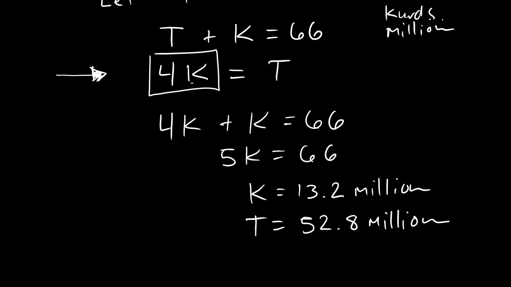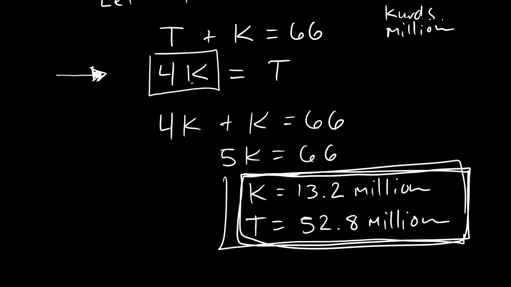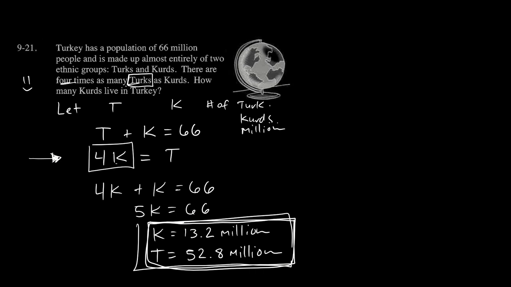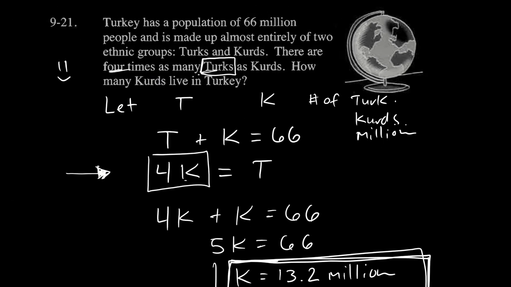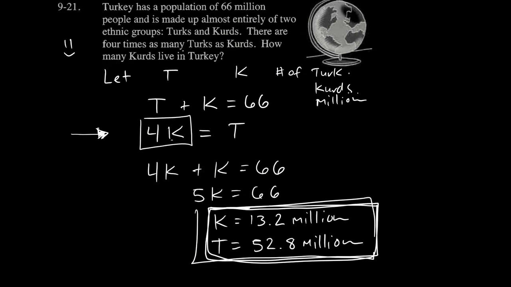So this is my answer, and there's a lot of problems where this does not happen, but this one thing right here where they talk about four times as many blank as blank, I have to always slow down and really think about that. And I try to focus on which one do I know has to be the larger. And I know that there's more Turks, so I'm multiplying the Kurds by 4 to get that. Okay, let's move on.